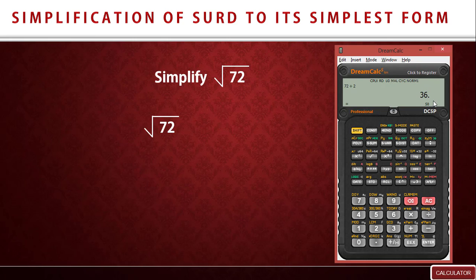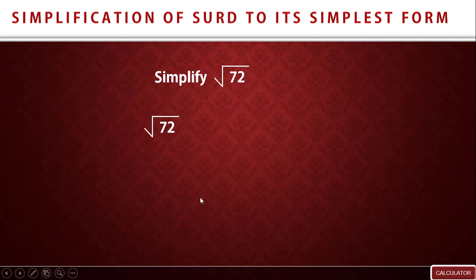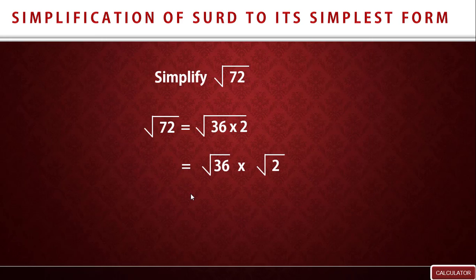So this 36, is it a perfect square number or not? Definitely it's a perfect square number. So we can make use of 36 times 2 for our 72. So we now have our square root of 72 to be square root of 36 times 2. If we break this apart, we have square root of 36 times square root of 2. So what's the square root of 36? The square root of 36 is 6. So we have 6 times root 2. And then our final answer will now be 6 root 2.